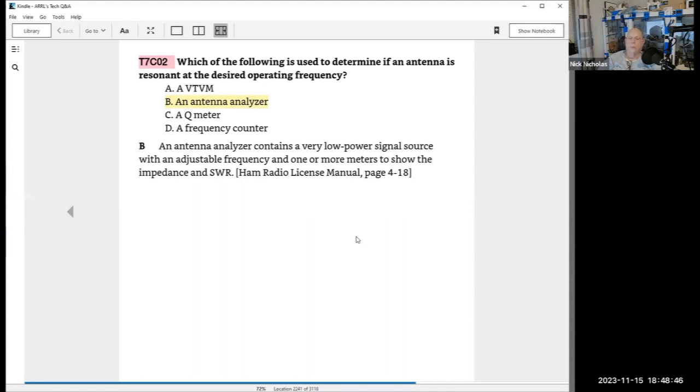We had to use some really backwoods ways of doing it. A VTVM, which is a type of multimeter, it won't help you because that's a DC device. A Q meter measures the quality of a circuit. It will not help you. And a frequency counter won't help you, but an antenna analyzer will.